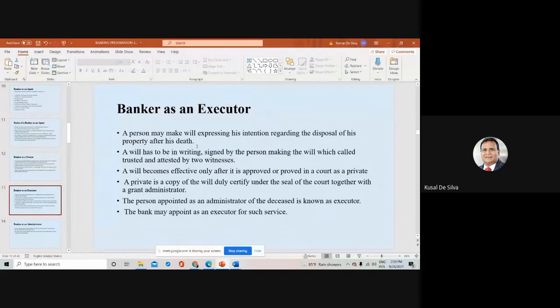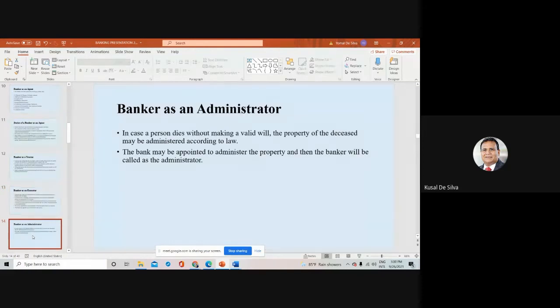A person appointed as administrator of the deceased is known as an executor. The bank may be appointed as an executor of such estates. Please remember this one. The person appointed as administrator of the deceased is known as executor, because we are going to discuss what is an administrator in the next slide. So you have to understand the subtle difference between executor and administrator. So let's move to the administrator.